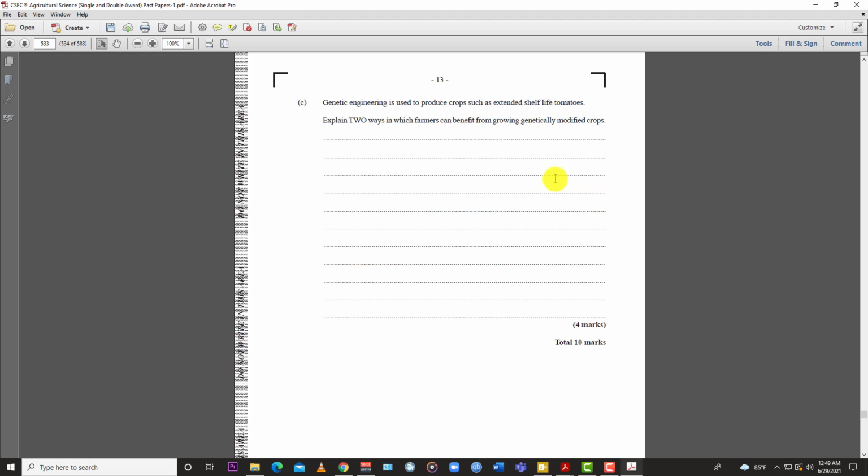Next one would be resistance. The plants might be resistant to certain pests and diseases. So that's the next advantage right there. They might be resistant to certain pests and diseases that they have been modified to be resistant to. So that's the next way in which you can benefit from that. And of course, there's one right there in the stem. It said genetic engineering is used to produce crops such as extended shelf life tomatoes. Good. So that means that the plant, the product can last longer on the shelf, right there. It's in the stem. It can last longer on the shelf because, again, resistance to certain things.